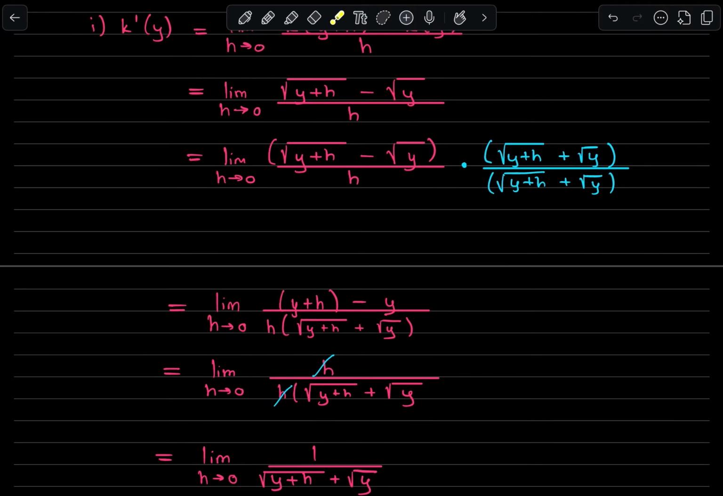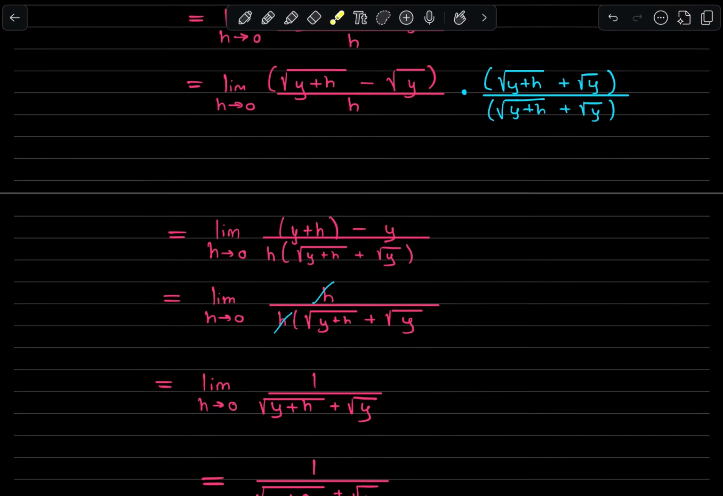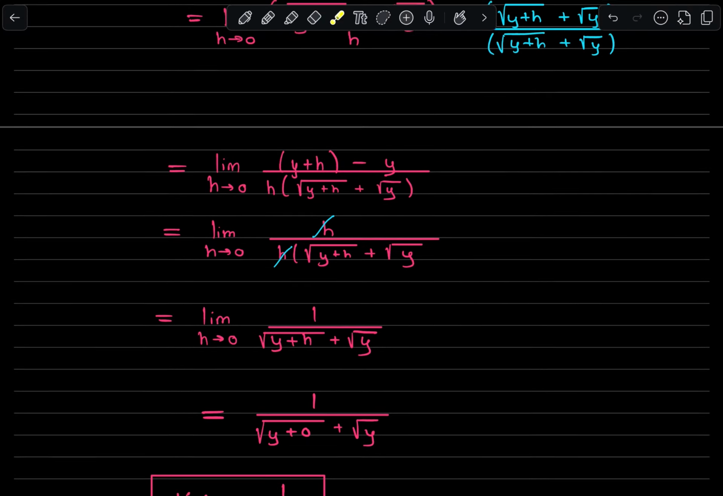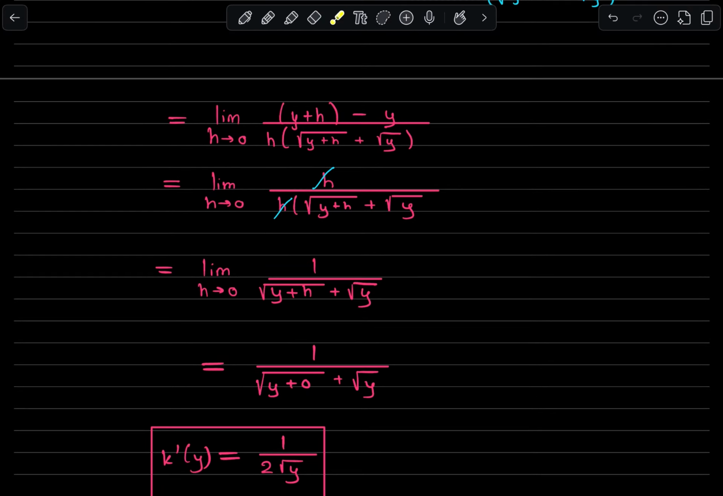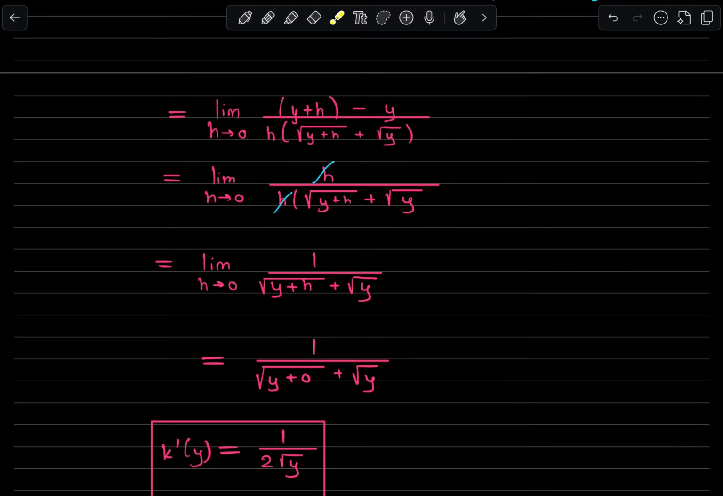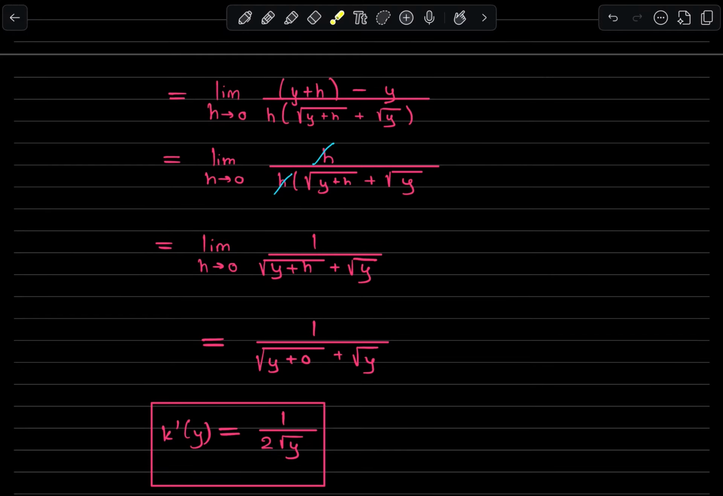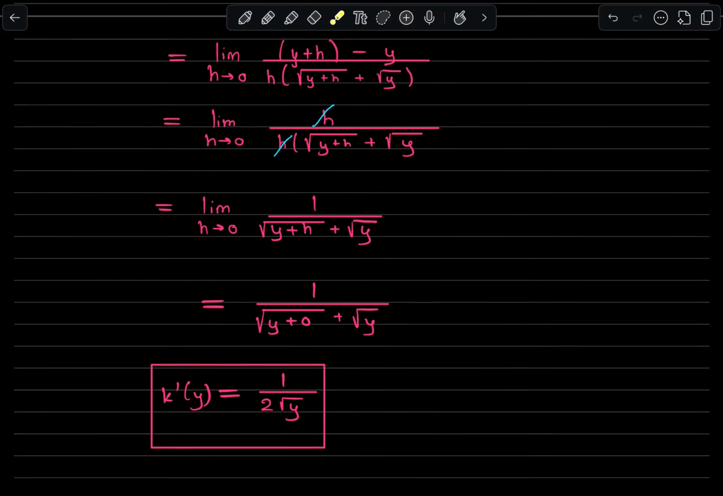And we'll be left with the limit as h approaches 0 of 1 over the square root of y plus h plus the square root of y. We go ahead, we plug in 0 for h, and this is going to reduce to 1 over 2 radical y. That is our k prime of y. So again, this is the general form of the derivative, or the slope of the tangent line.